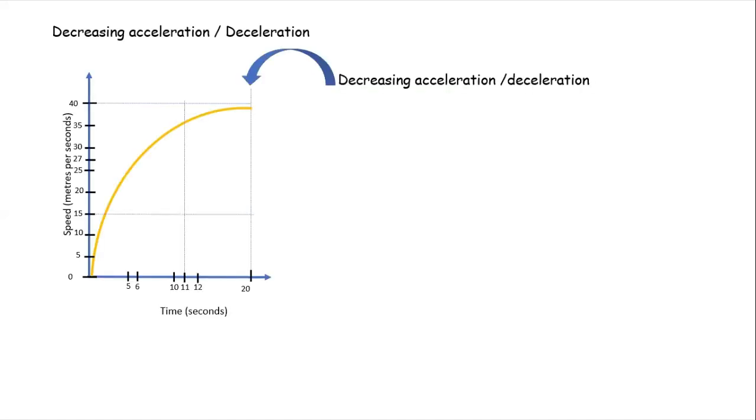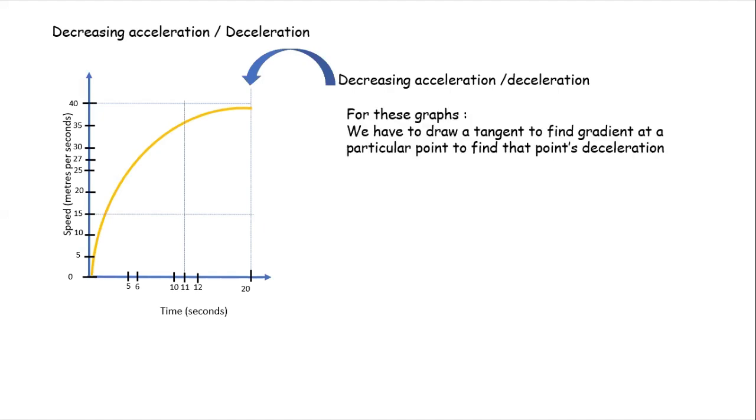Now, decreasing acceleration, or deceleration. This is the graph for deceleration. For these graphs, we have to draw a tangent to find the gradient at a particular point, to find that point's deceleration. So the deceleration at 6 seconds, where the speed is 27 meters per second. We can see it this way, so we draw the tangent like this.